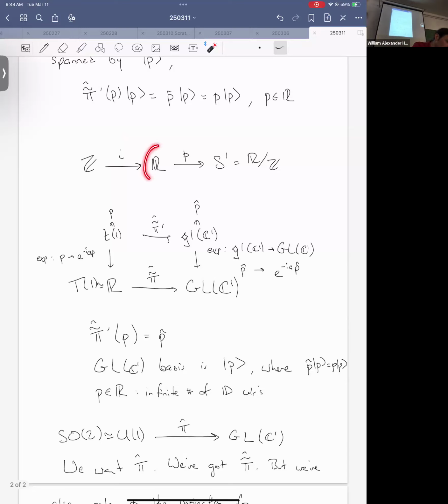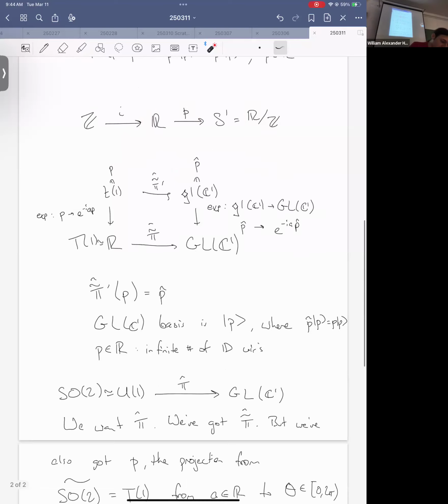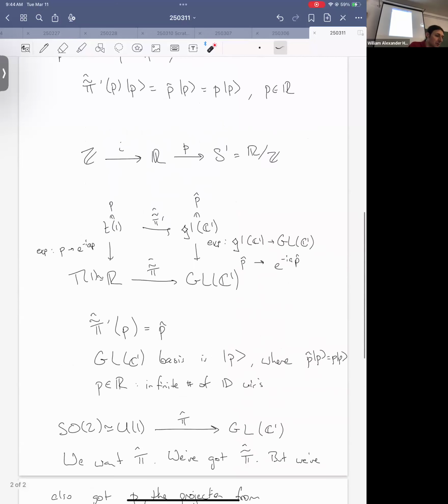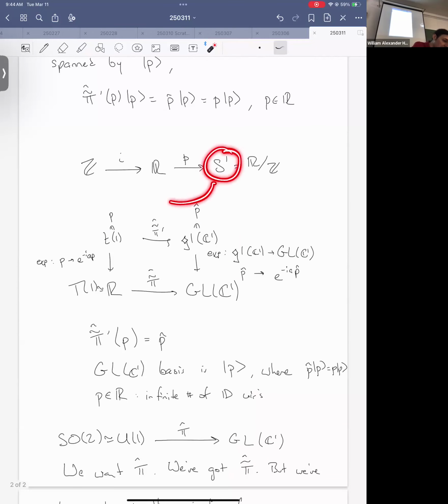So we know how to get from R to S1. That's this projection. Good. But we want pi hat, and we want to get pi hat in terms of pi twiddle hat. So we need to have some way to go from our group up to the universal cover. And that's accomplished with the map, which we call the section, this map S.